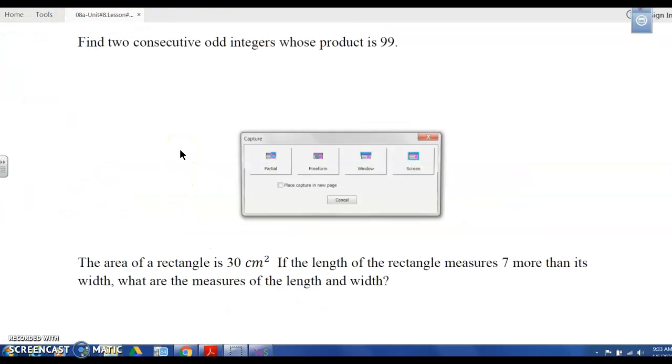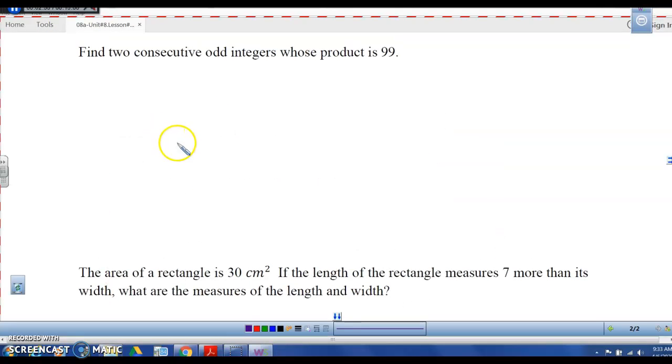Okay, our next question is talking about consecutive odd integers. Remember, consecutive odd integers increase by how much? They increase by 2. So my let statement, my first one, is always going to be x. My second one will go up by 2. Now remember, we're assuming the first one's already odd, so the next one would be 2 up from that odd, so it's just going to be x and x plus 2.